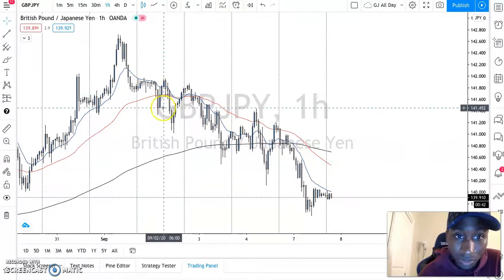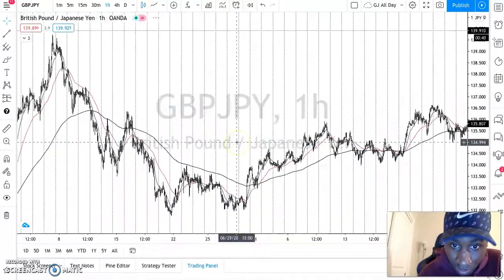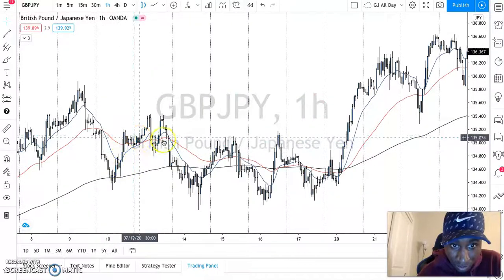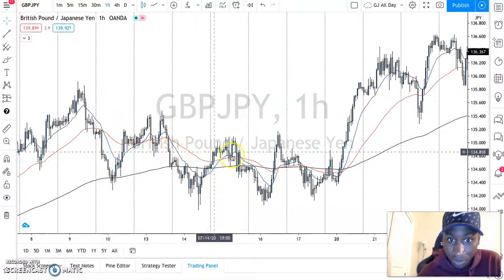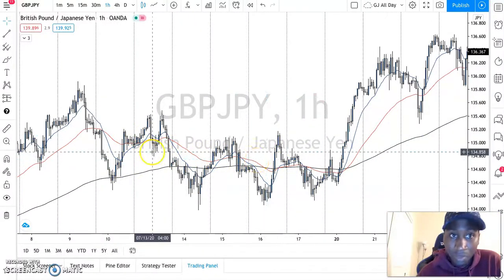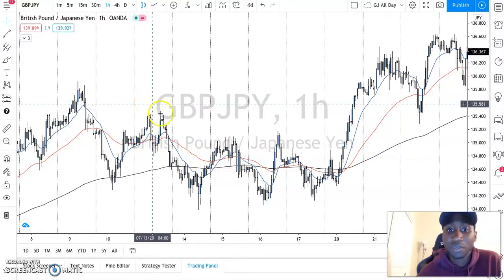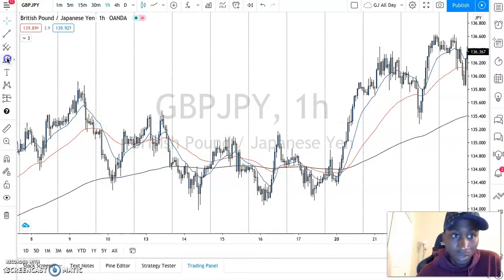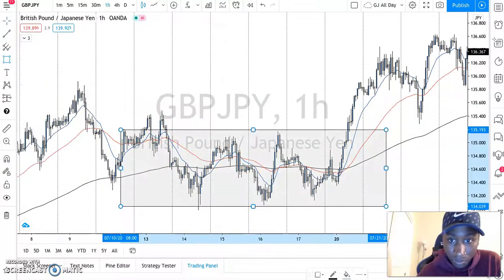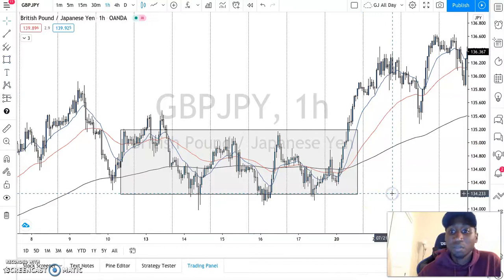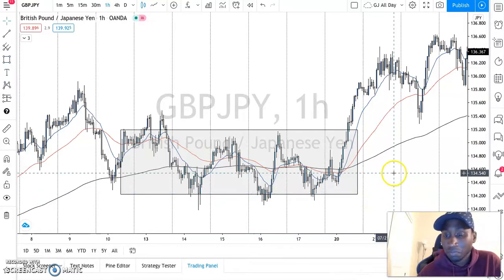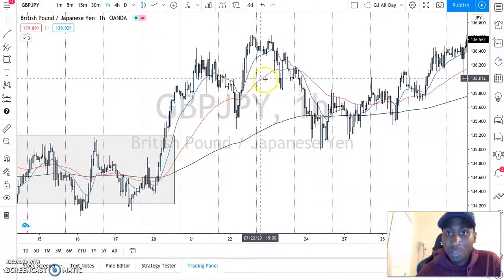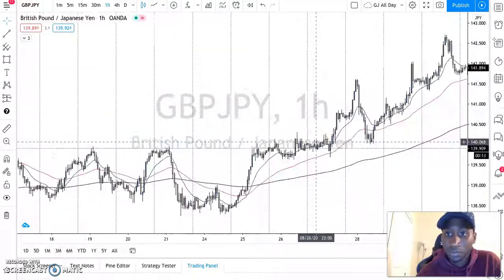If this was looking all like this, it's ugly. This is horrible looking. Now I probably would have gone to M30 and traded this, but just looking at this, it looks like a box. So you could have traded the highs and lows, I guess. But trending markets are the easiest to trade, as we know.